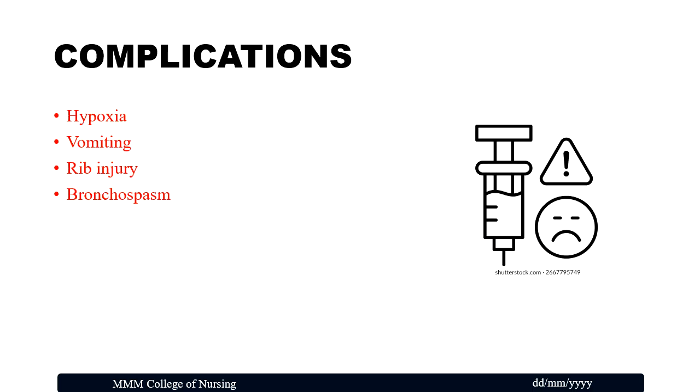Complications. So what are the complications? Monitor the patient closely during CPT. Stop the procedure if the patient develops breathing difficulty or chest pain. Hypoxia, vomiting, rib injury or bronchospasm are the complications. When you observe one of these, closely monitor the patient.